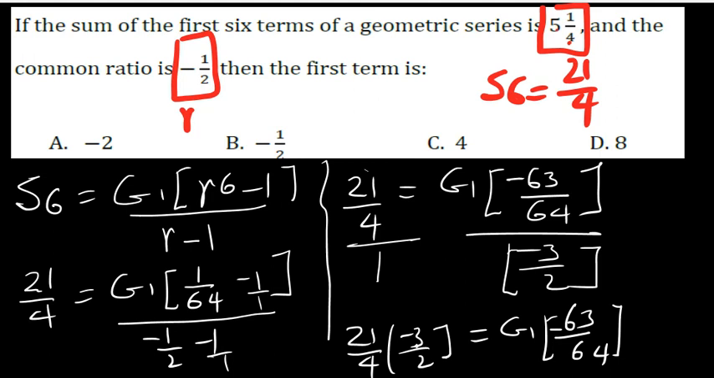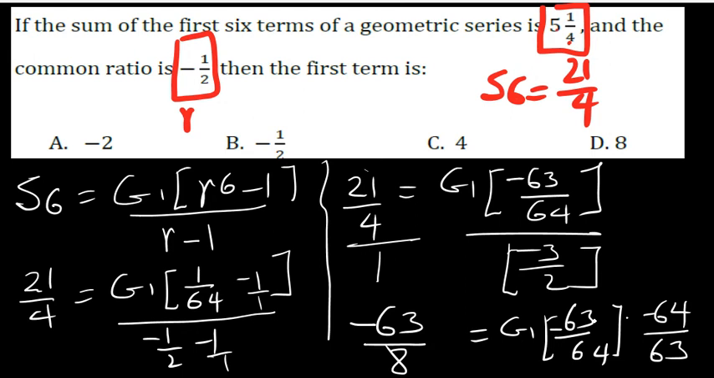Then here directly it will be multiplied. When you multiply, let's write the result. It will be negative 63 over 8. Then at this point, to get g1, I will multiply by negative 64 over 63, the reciprocal of this one. The same thing to the right side, negative 64 over 63 will multiply.